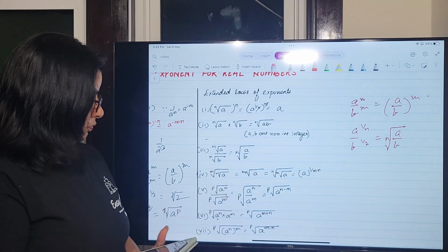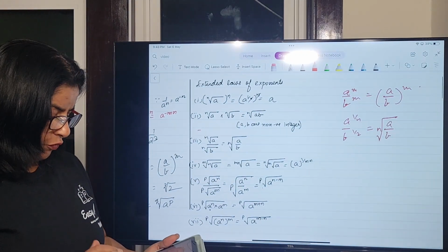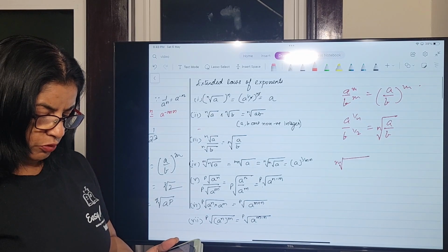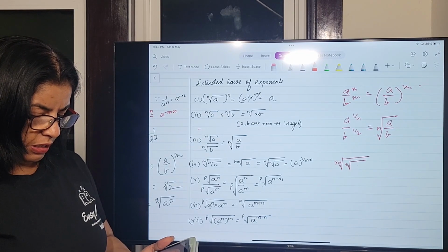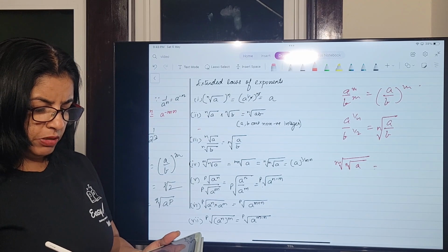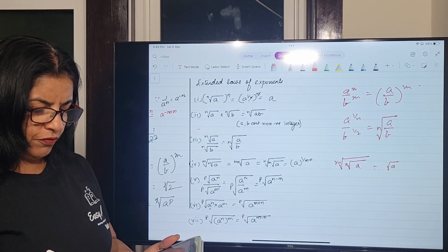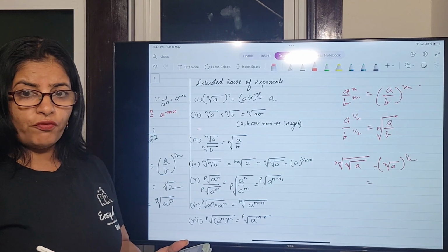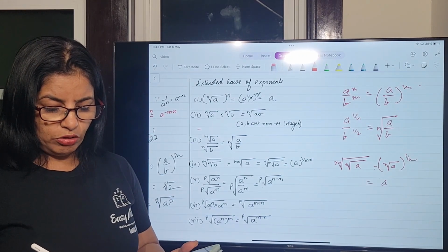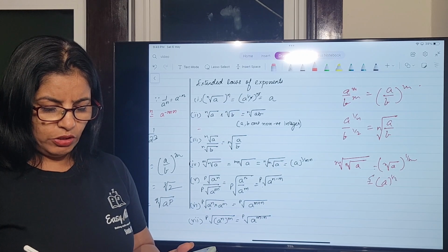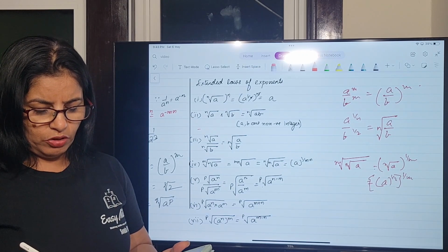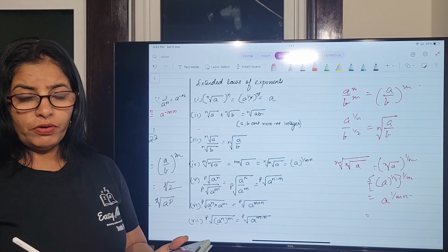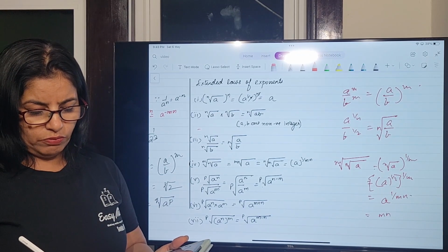The fourth part says m-th root of n-th root of a. So root of m means what? Let's keep root of n like this. M means 1 upon m. What does root of n mean? A to the power 1 upon n. And you have 1 upon m here. So this will become a to the power 1 upon mn, which you can further write as mn-th root of a.